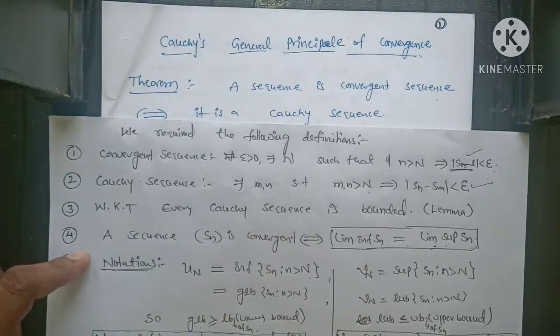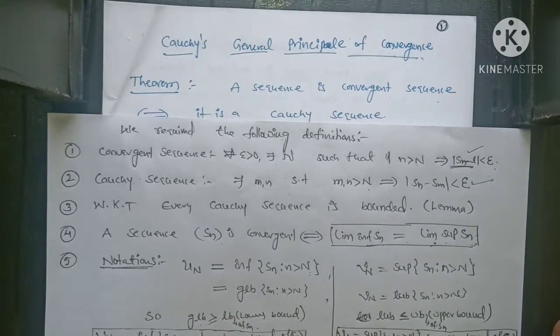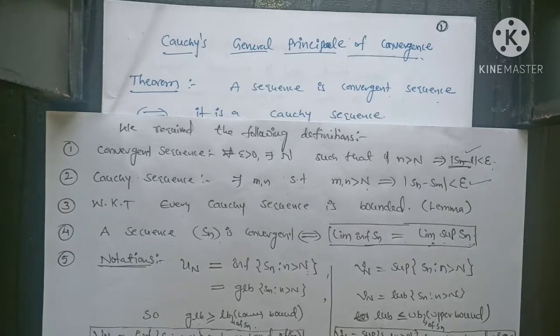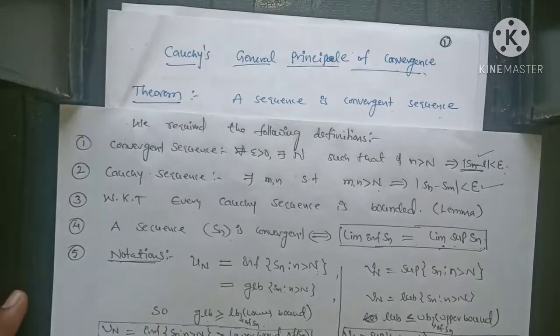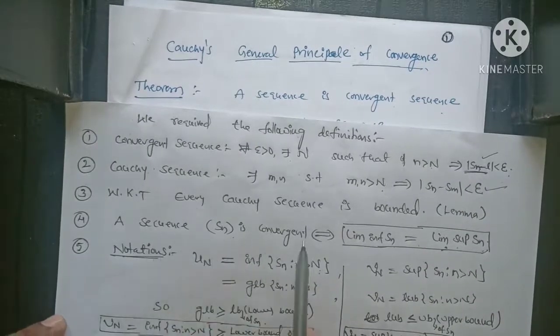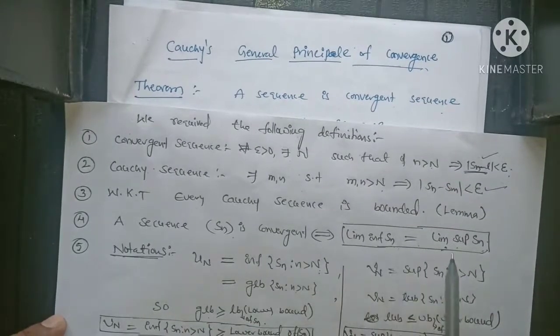Already we proved in the last lecture that every Cauchy sequence is a bounded sequence, and also that every convergent sequence is a Cauchy sequence. A sequence Sn is convergent if limit inferior of Sn is equal to limit superior of Sn. So if this condition holds, that sequence is a convergent sequence. Already we proved certain problems on this condition.